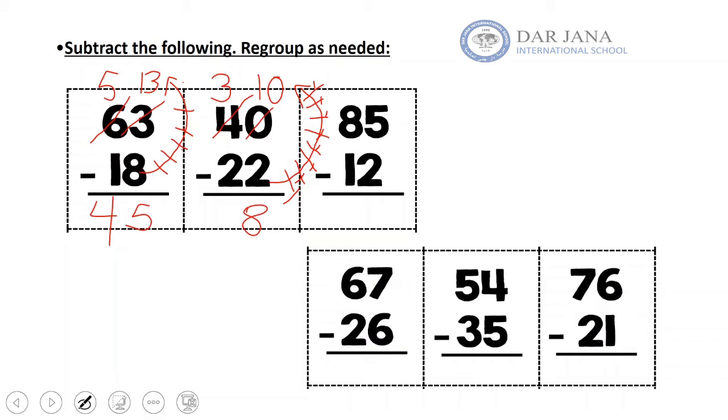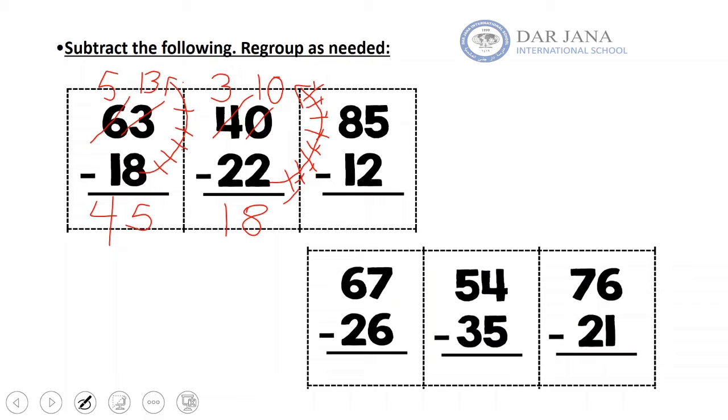Now, let's go to the tens. 3 minus 2. 3 minus 2 is 1. Did you regroup here? Yes, I have to regroup. Now, let's do the next one.